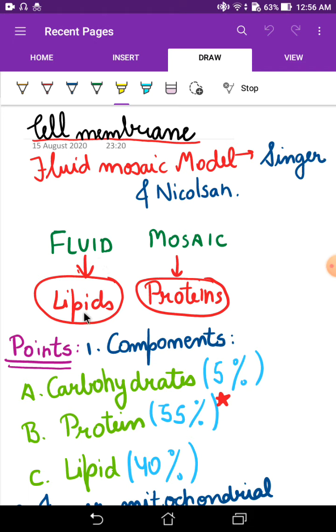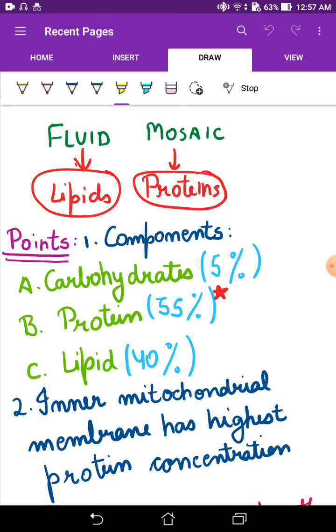Fluid means lipids, that is, the lipids provide fluidity to the membrane. We will see both the structures further in the lecture. Now the main points: what are the components of a cell membrane? These are the carbohydrates, proteins and lipids. As you know, proteins are the major component of the cell membrane. These are not the lipids; lipids are only 40% present. Protein is the maximum component that makes up the cell membrane.